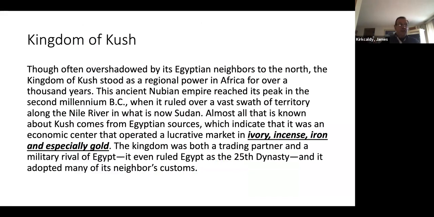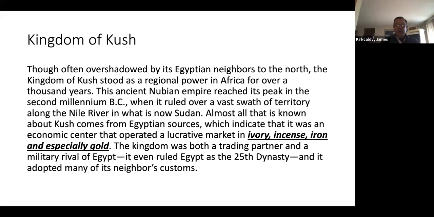And a lot of you know about ancient Egypt, right? The pyramids, the mummies, that whole stuff. And as a young child, I think all kids are fascinated by ancient Egypt culture, okay? And once again, almost all that we know about Kush comes from Egyptian sources, which indicate that it was an economic center that operated a lucrative market in ivory, incense, iron, and especially gold.